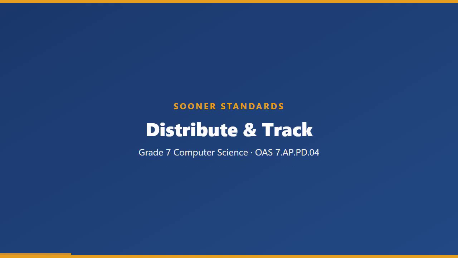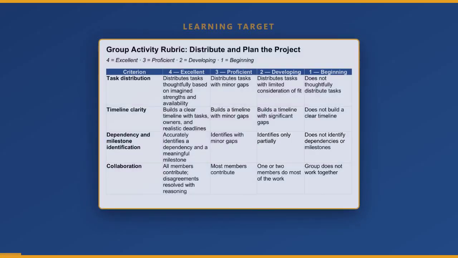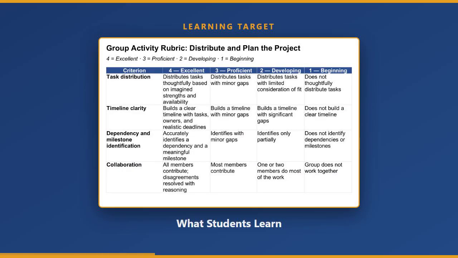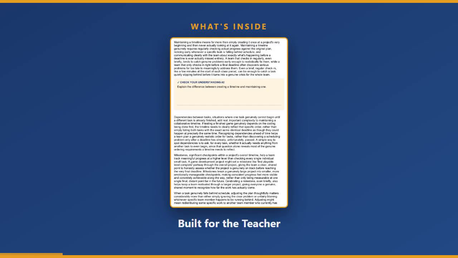Sooner Standards, distributing tasks and maintaining a project timeline, a complete Grade 7 computer science unit for Oklahoma Standard 7.AP.PD.04. Students learn to distribute tasks and maintain a project timeline when collaboratively developing computational artifacts. Inside, a full teacher guide with pacing, misconceptions, and a scoring rubric, plus a content lesson with built-in comprehension checkpoints.